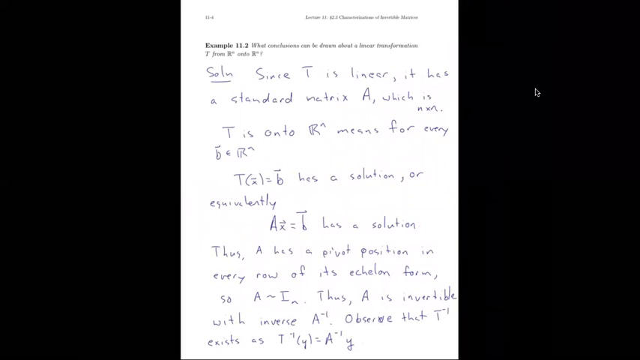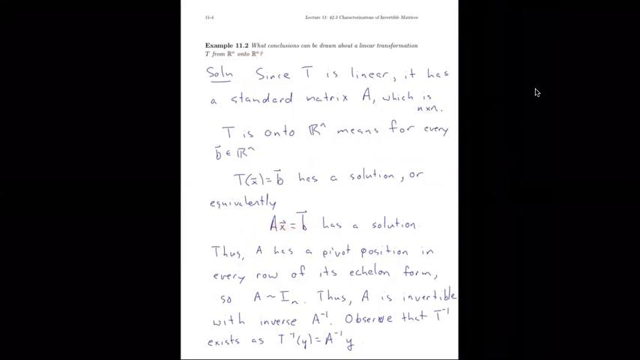Now, maybe we want to think a little bit more about it. It's always worthwhile. This is not a necessary way to answer this question, but it gives us a little more information and a better connection as to why this might be true. So again, T is linear, so it has standard matrix A, we'll say, which is an n by n matrix because we're going from Rn to Rn. T is onto Rn means for every B in Rn, there exists an X such that T of X equals B, or in other words, the equation T of X equals B has a solution. Or equivalently, A times X equals B has a solution.